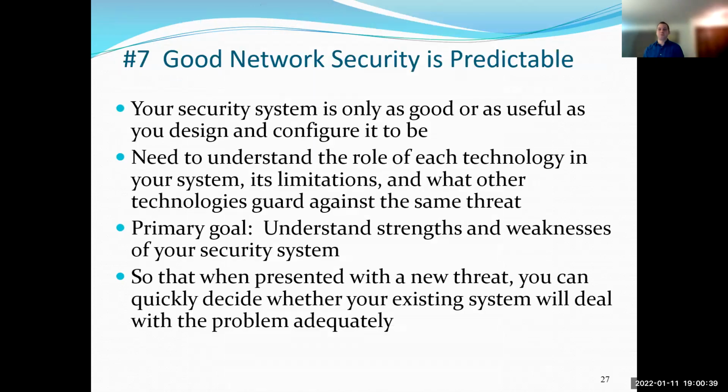Good network security is predictable. So your security is only as good, or as useful, as you design and configure it. You need to understand the role of each technology in your system and its limitations. And what other technologies guard against the same threat? So the primary goal is to understand the strengths and weaknesses of your security system, right? And that's kind of the idea, to explore that in depth, okay?